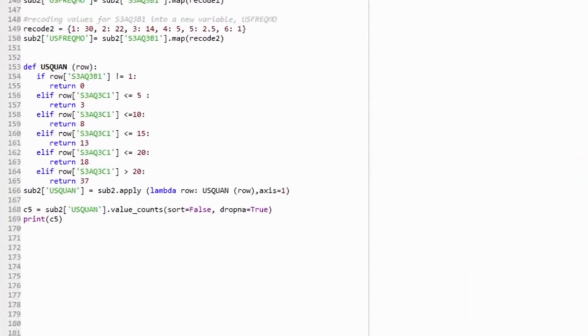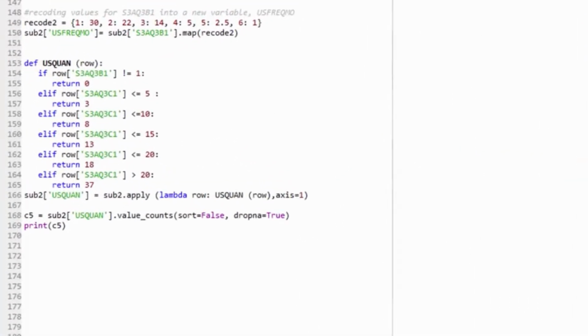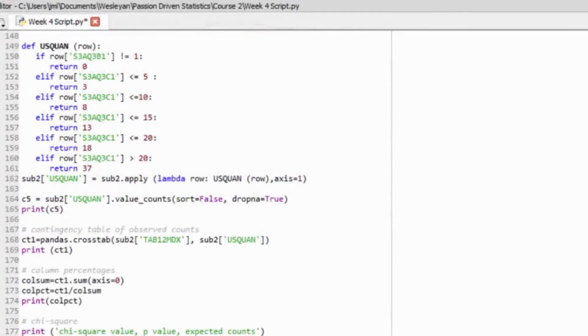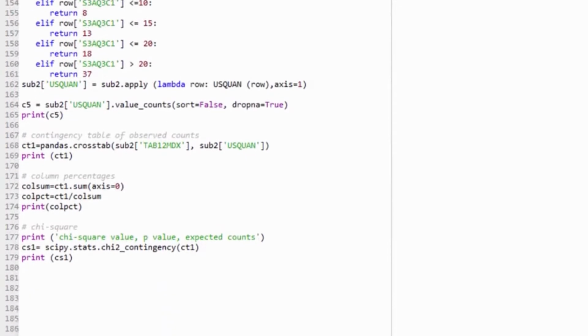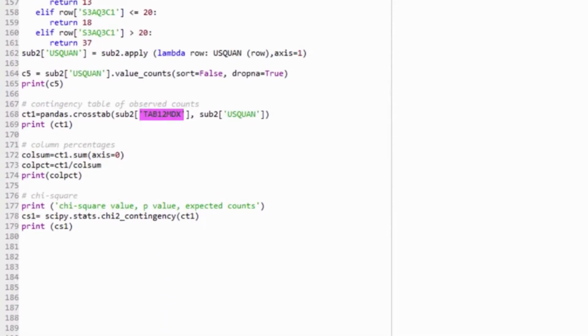day. Here is my code to create this secondary variable, where 0 will indicate non-daily smokers, 3 will indicate those smoking 1 to 5 cigarettes per day, 8 indicating 6 to 10 cigarettes per day, 13 indicating 11 to 15 cigarettes per day, 18 indicating 16 to 20 cigarettes per day, and 37 indicating greater than 20 cigarettes smoked per day. Now we're going to request a chi-square test of independence, examining the association between nicotine dependence in the past 12 months and this new smoking variable called US_QUAN.